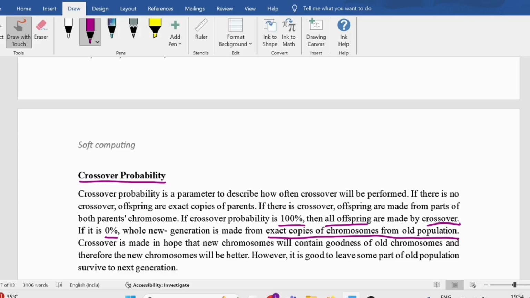So if I say that 50% crossover is there, it means that 50% of the individuals will have done crossover. The other 50% will be coming directly from the previous population.